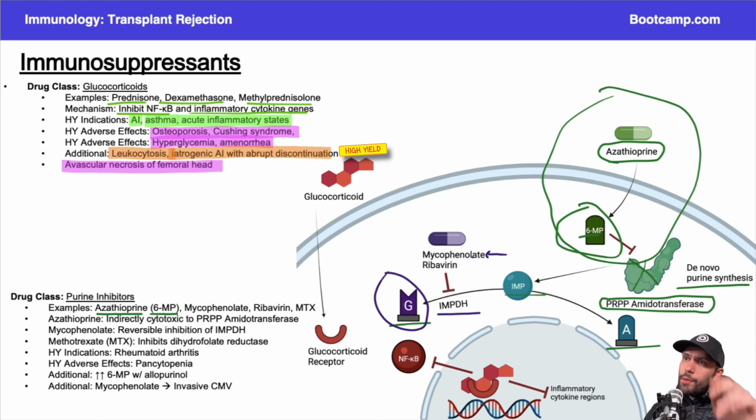And I want to say too, for both of these, you do see mycophenolate in patients that have had renal transplants. But in general, I would say, especially azathioprine, 6-mercaptopurine, mycophenolate, you see these more with patients that have autoimmune conditions like rheumatoid arthritis.